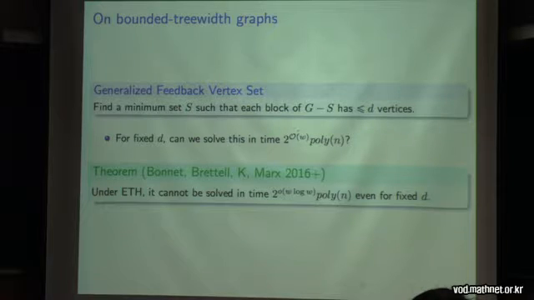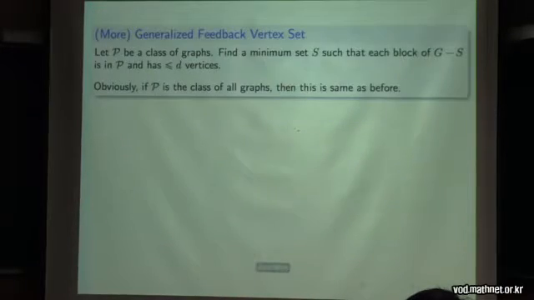But then, what we want to do is push this really nice algorithm for feedback vertex set, right? Maybe some of it is possible, and so we introduce a new problem. This might be very technical, but for us this was very interesting. So we have some class of graphs P, and you want to find the deletion set S so that each block in G minus S is in P and has at most D vertices. So you have a constraint on the property of the block. And obviously, if P is the class of all graphs, then this is the same as before, right?